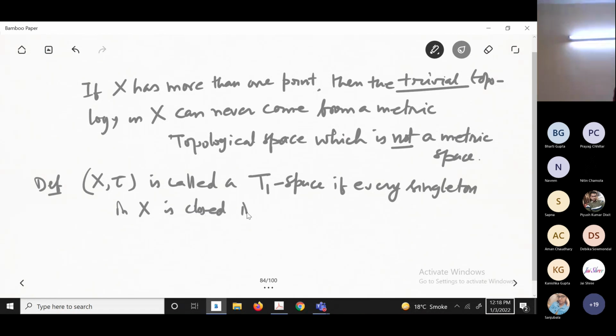Actually we should write more precisely closed in (X, tau), because closed means its complement is open in tau. But often if we do not have any confusion over tau, we just write closed in X. That is acceptable. So that first example: every metric space is a T1 space.